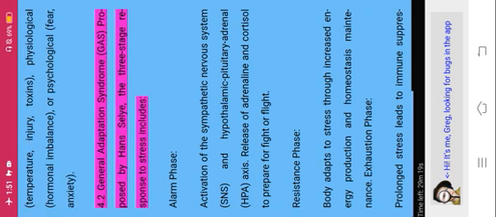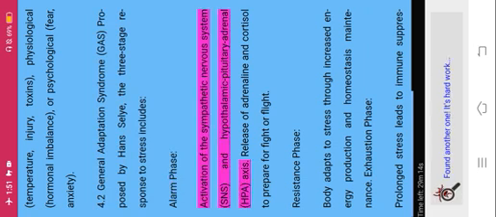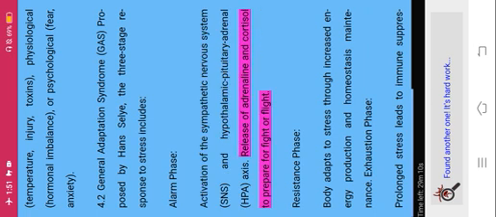4.2 General adaptation syndrome, GAS, proposed by Hans Selye. The three-stage response to stress includes the alarm phase: activation of the sympathetic nervous system, SNS, and the hypothalamic-pituitary-adrenal, HPA, axis, release of adrenaline and cortisol to prepare for fight or flight.